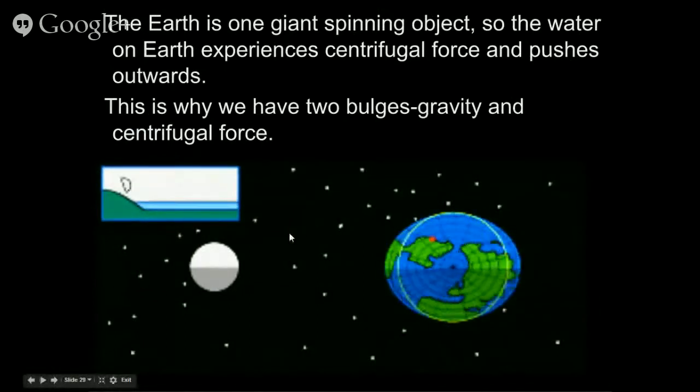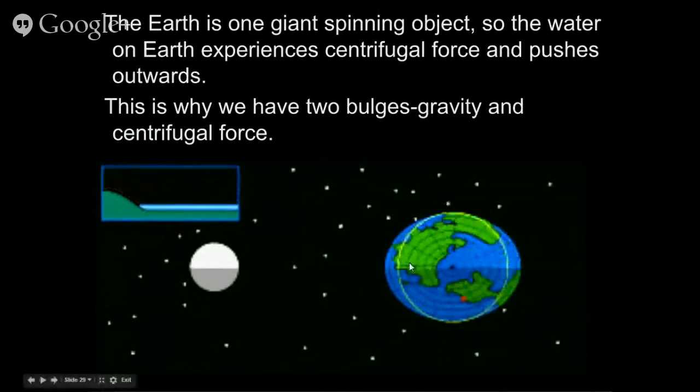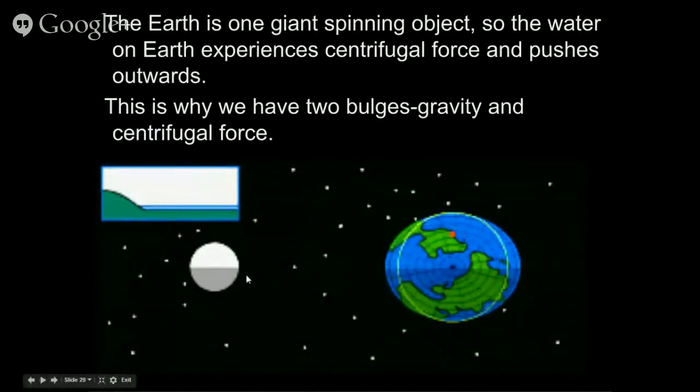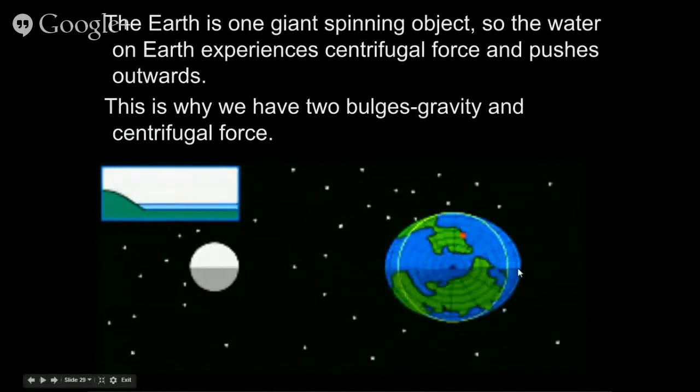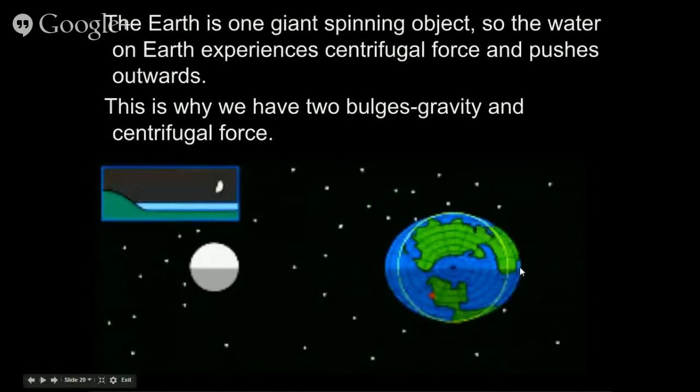So that's why we have two high tides at any given time on Earth. One high tide is caused by the moon pulling on the water. The other high tide is caused by the bulge as a result of centrifugal force.